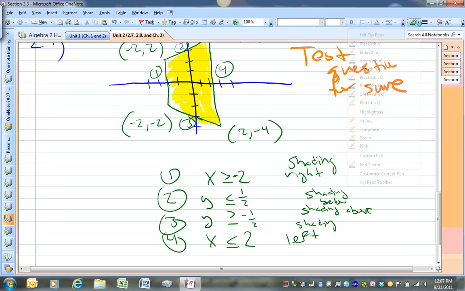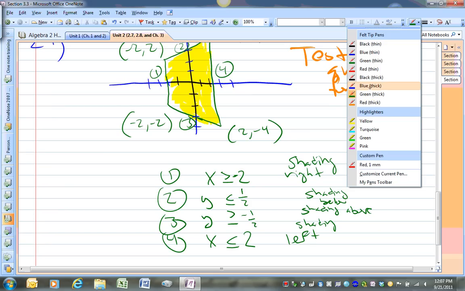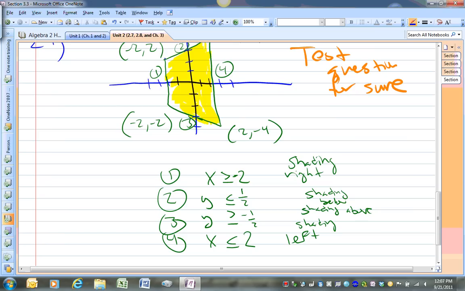So if I change colors up again, you see how again that goes up 1 over 2. Here it goes down 1 over 2. The y-intercept's plus 3. Here it's minus 3. So that would represent your system of inequalities from a graph.